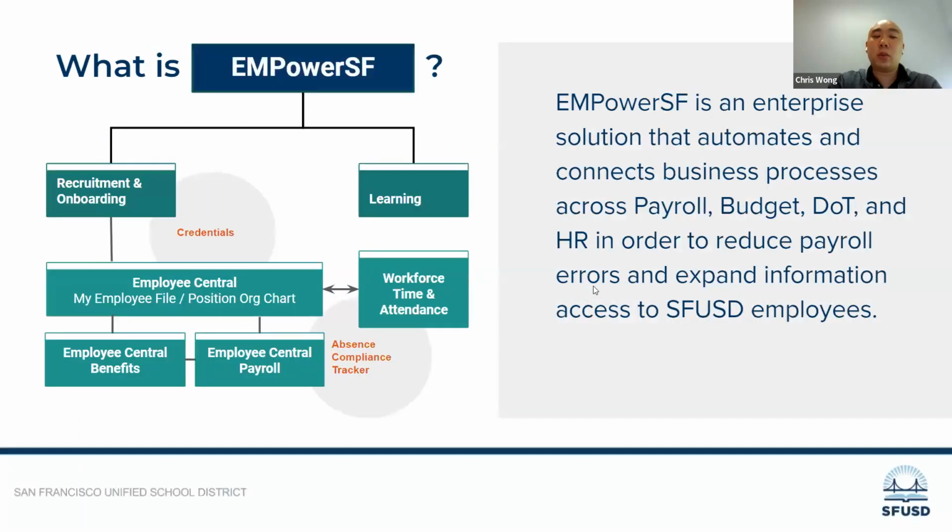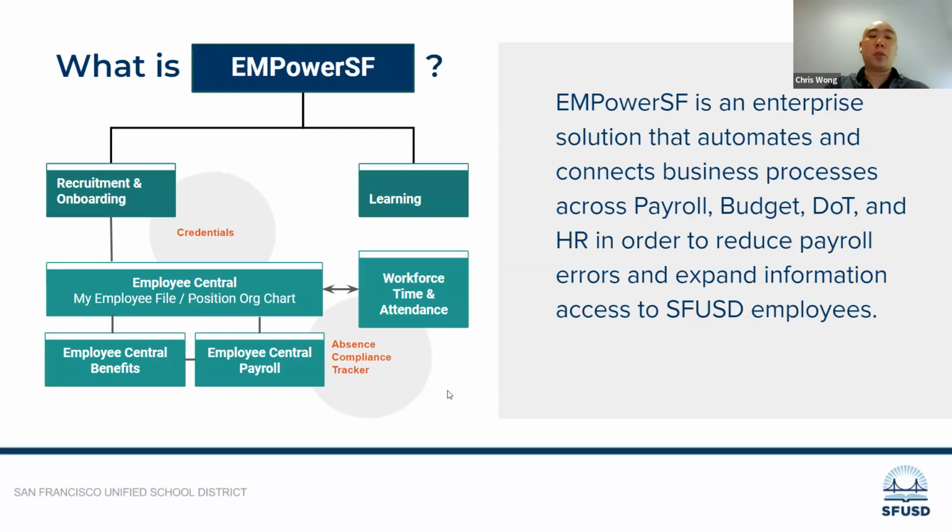For those of you that are new to EMPowerSF, I'd like to give this slide on what EMPowerSF is. EMPowerSF is our enterprise solution that helps automate and connect business processes across different departments: payroll, budget, Department of Technology, HR. We use SAP SuccessFactors as our system of choice. We have rebranded it to EMPowerSF for the district. But the biggest thing is our system is broken down into different modules.